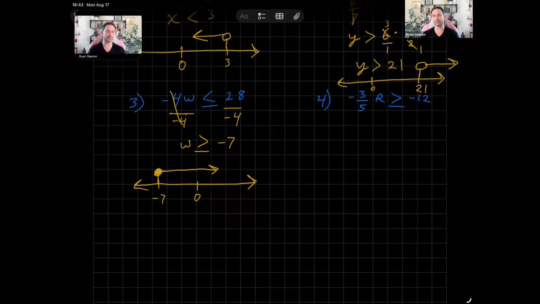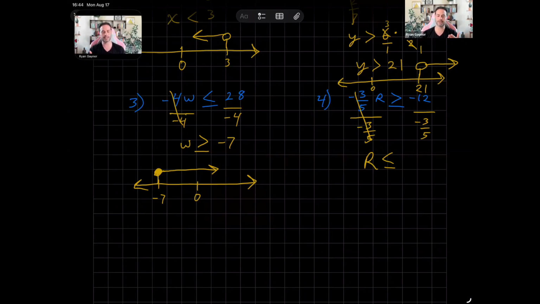Alright, last example, we have negative 3/5 r. So negative 3/5 times r is greater than or equal to negative 12. So what's happening? It's being multiplied, so I have to divide. So we're dividing by negative 3/5 on both sides. That cancels out. R, now remember, I'm dividing by a negative, so I have to flip the symbol. Since it says greater than, I have to change it to less than or equal to. It was greater than or equal to, now it's going to be less than or equal to.